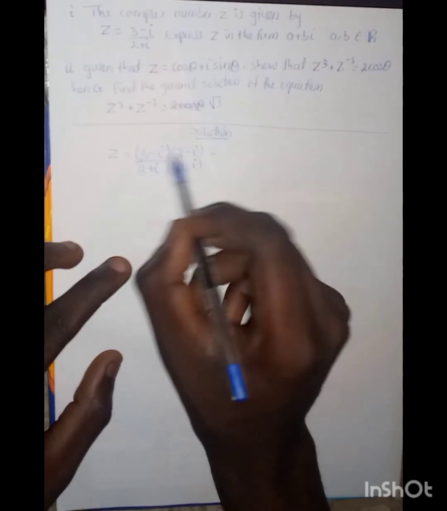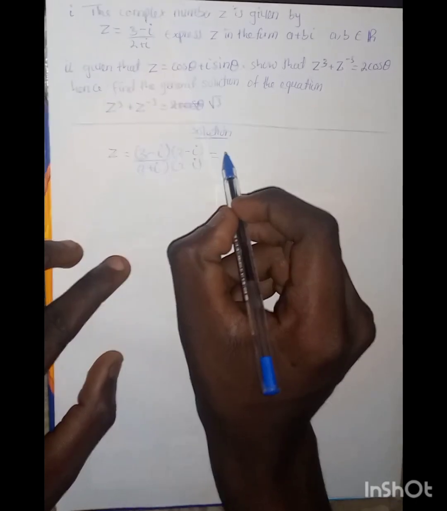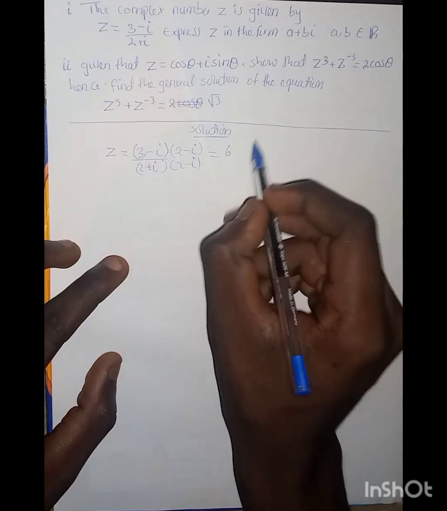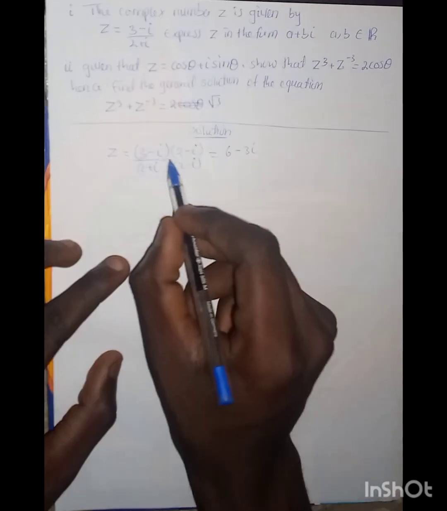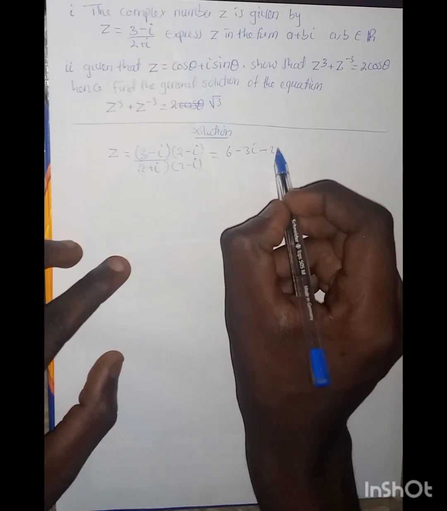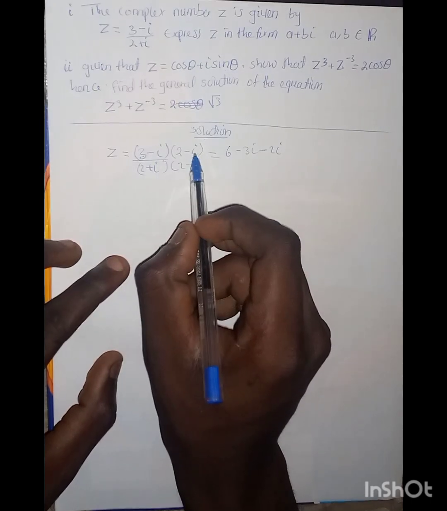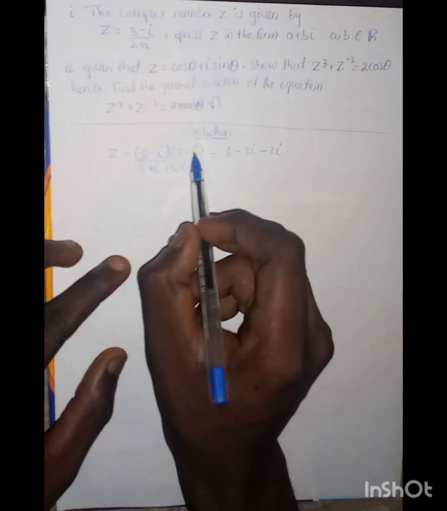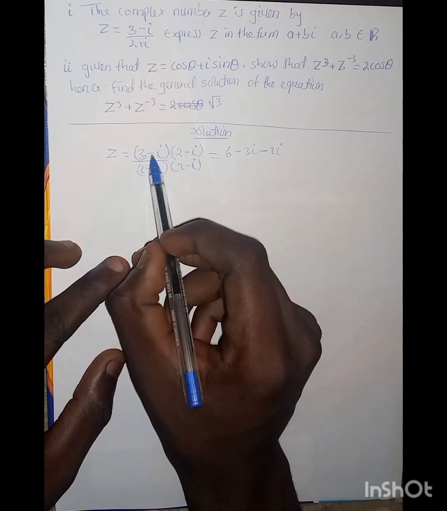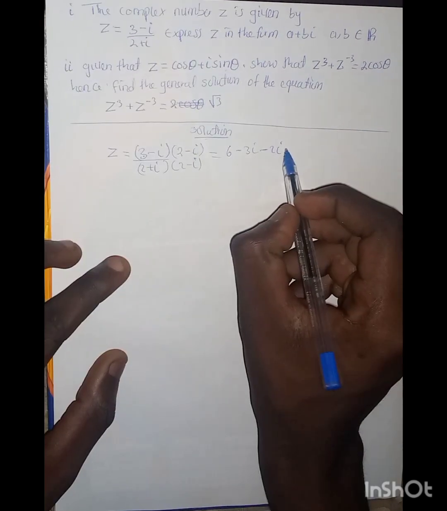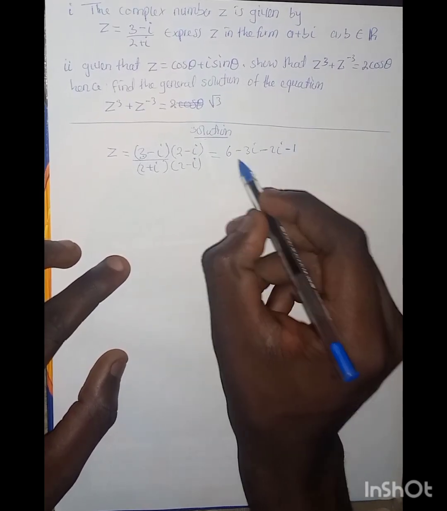On the top, I'm going to have 3 times 2, which gives me 6. 3 times negative i gives me negative 3i. Negative i times 2 gives me negative 2i. Then i times i is i squared, which is negative 1. But there are still two negatives, so at the end, I still have negative 1.